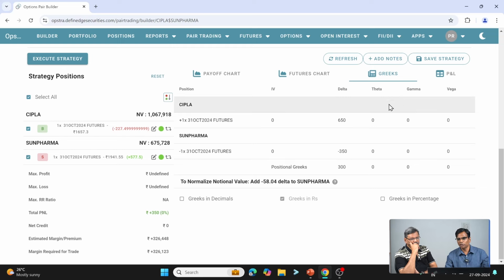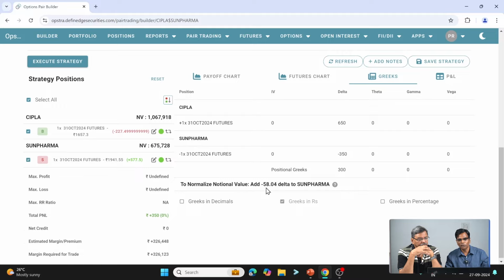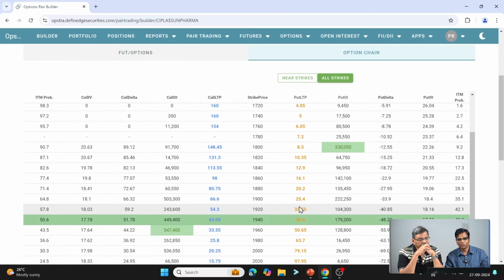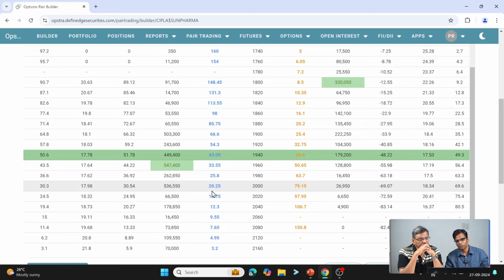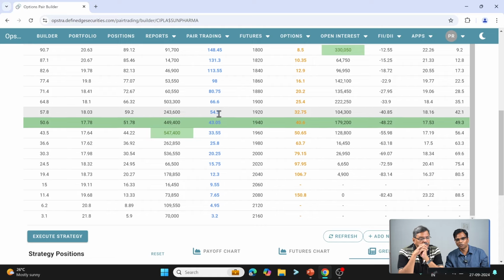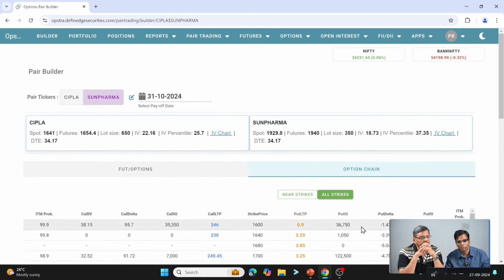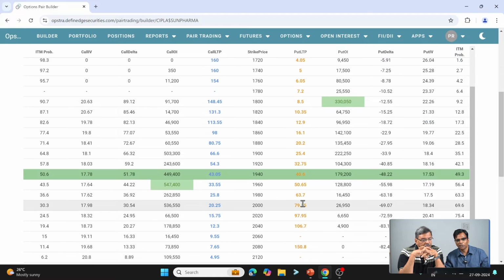So here we are selling based on the delta. We are saying add minus 58 delta to Sun Pharma. So you go to the option chain and see 58 delta. Usually long option. So this is long, short put Sun Pharma option, so you have to buy the put, which is 58 delta. Yes, 58 delta. So let's say 54 delta. Cipla or Sun Pharma? Sun Pharma. So let's say 58 delta.